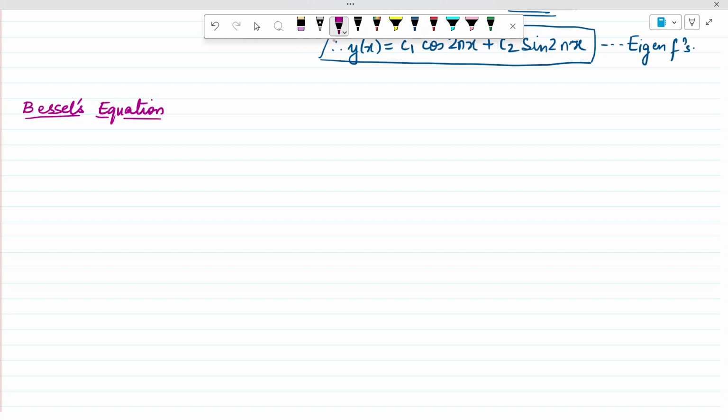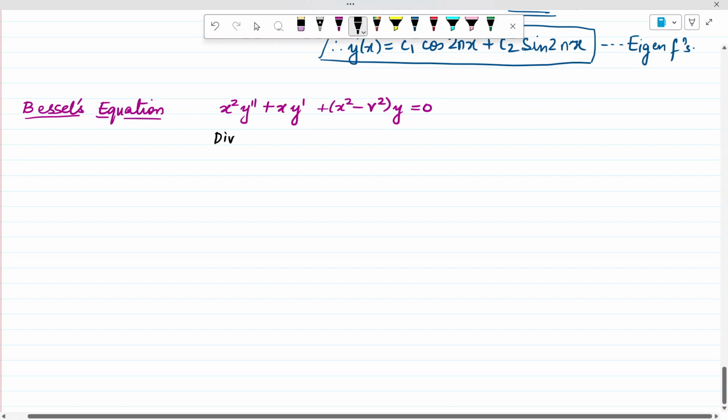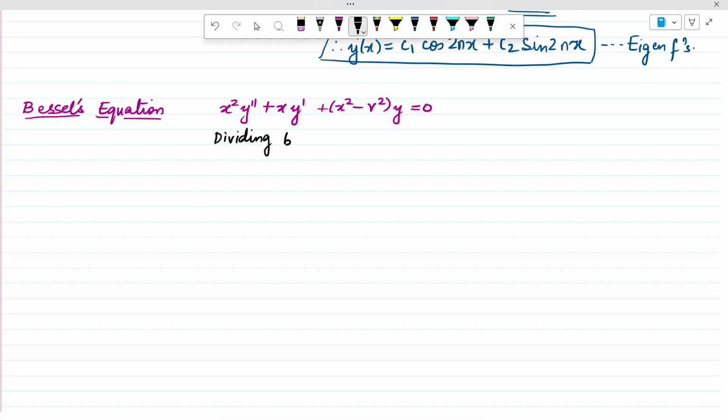So Bessel's equation, the standard form is x square y double dash plus xy dash plus x square minus v square y equal to 0. To bring it in the Sturm Liouville form, I would divide by x. We are assuming x is non-zero. So I'll be left with x y double dash plus y dash plus x minus v square by x into y equal to 0.